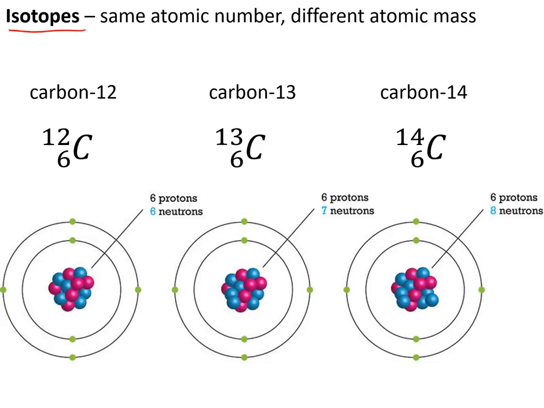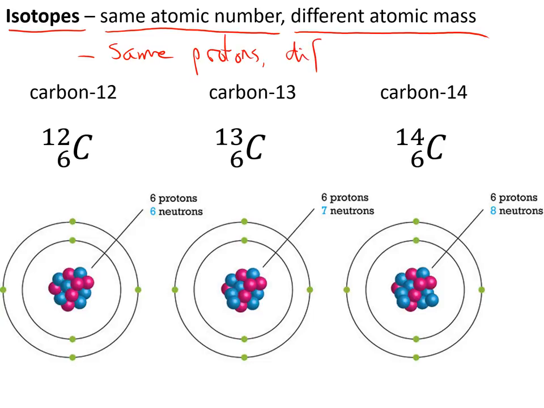Now, isotopes are different versions of an element with the same atomic number and different atomic mass. That is also the same as saying they have the same number of protons, but different numbers of neutrons.